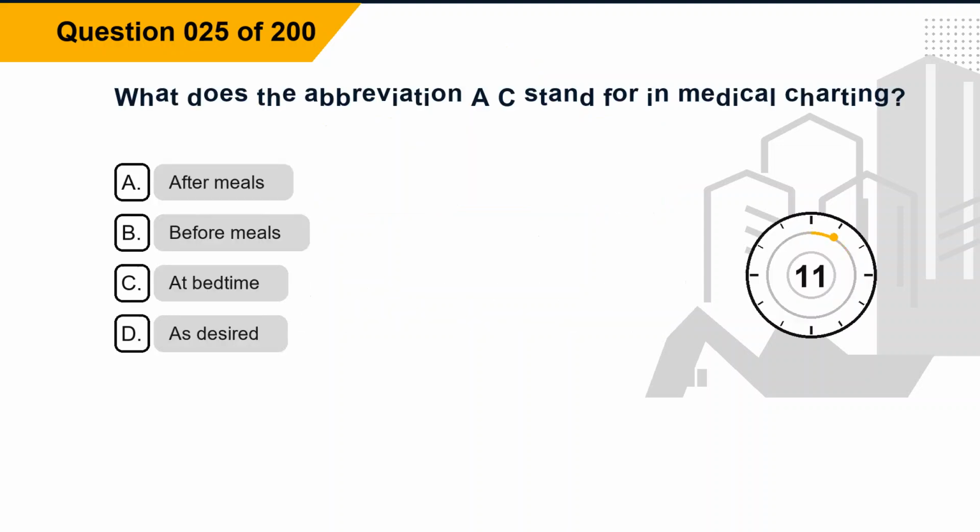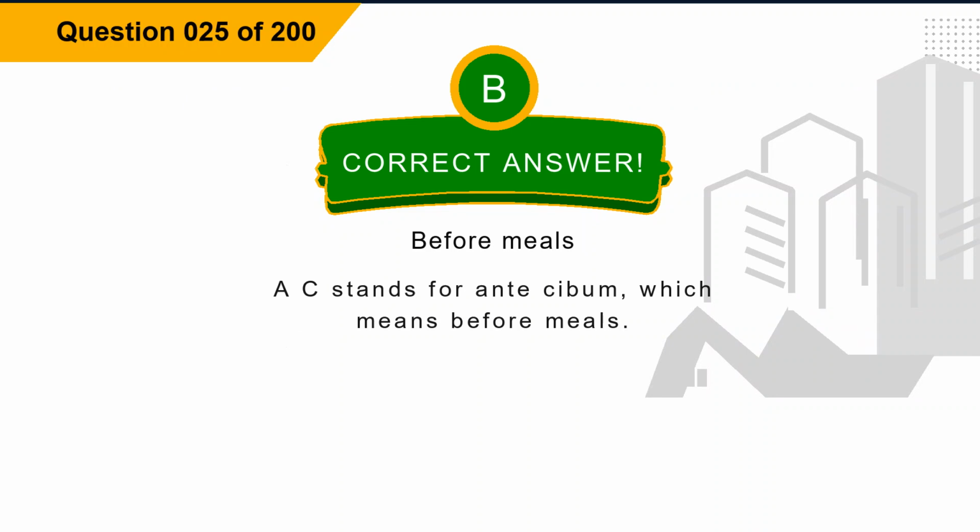Question 25. What does the abbreviation AC stand for in medical charting? Option A, after meals. Option B, before meals. Option C, at bedtime. Option D, as desired. The correct answer is option B, before meals. Explanation. AC stands for ante cibum, which means before meals.